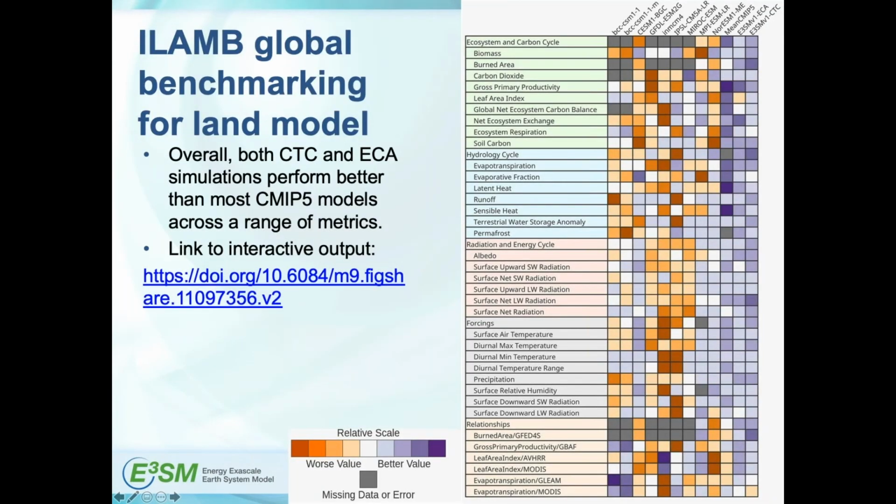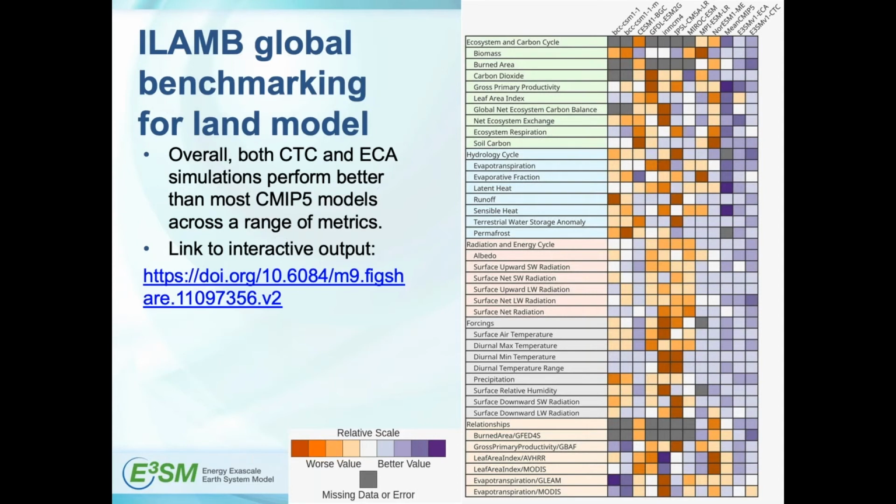And so the first thing that we need to do before looking at the model responses to changes in CO2 is just to evaluate whether the model is doing a reasonably good job at simulating the carbon cycle and also land physical properties against observational benchmarks. And in order to evaluate this, we used the ILAM global benchmarking tool, which is a tool that's developed by a team led out of Oak Ridge National Lab.